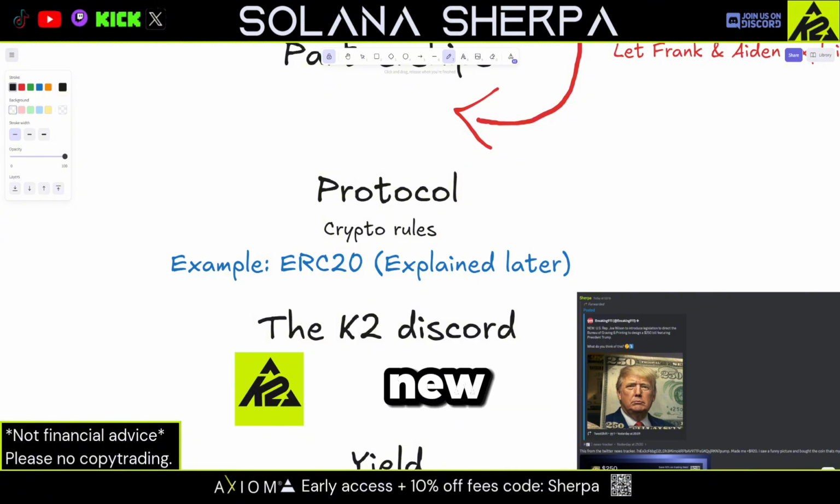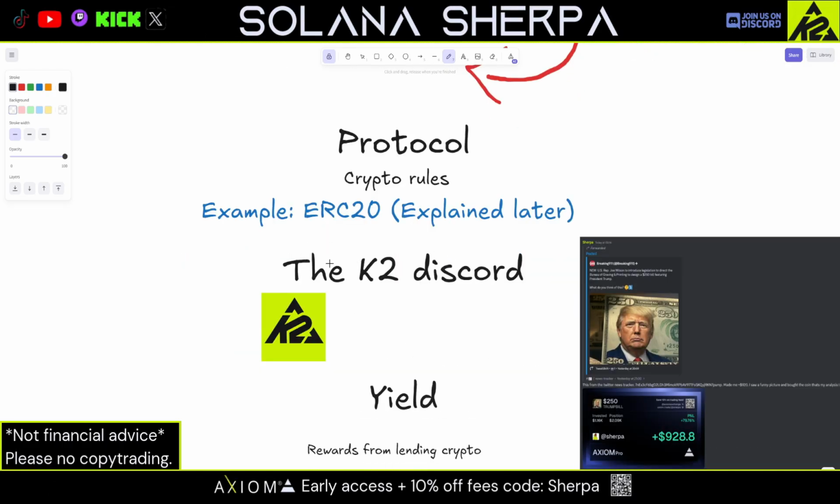A protocol is basically just a set of rules and regulations that a team has to follow when starting out a new project in crypto. An example of this is ERC20 in Ethereum. So, next. Oh, how did that get in there?